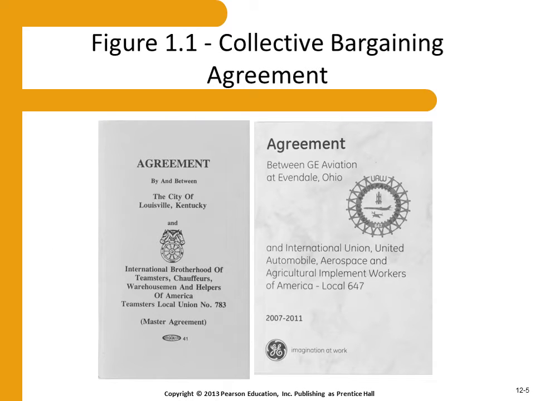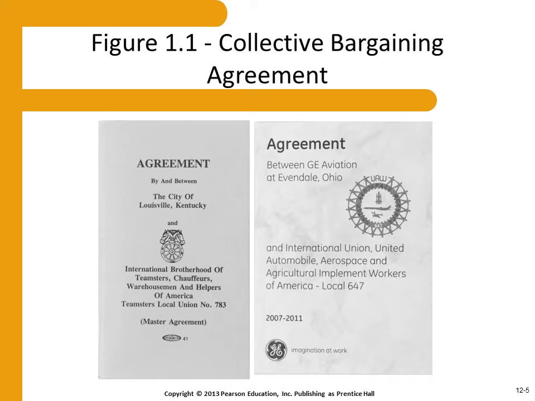And this just gives us a couple of different examples of what a collective bargaining agreement looks like. On the left-hand side, we see that this is a public sector collective bargaining agreement between the city of Louisville, Kentucky, and the International Brotherhood of Teamsters, Chauffeurs, Warehousemen, and Helpers. If we look to the right, we see that this is a private sector agreement that is between GE Aviation at Evendale, Ohio, and the International Union of Automobile, Aerospace, and Agricultural Implement Workers of America.